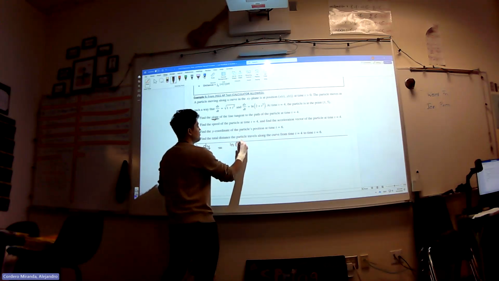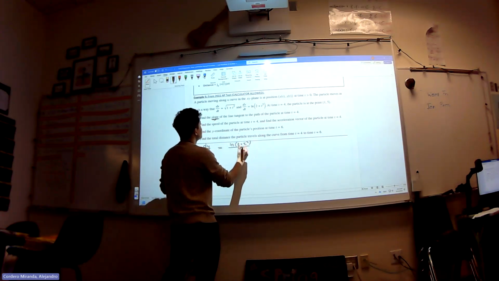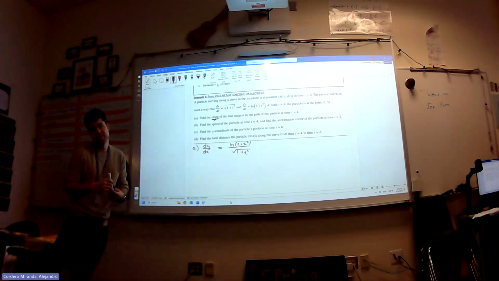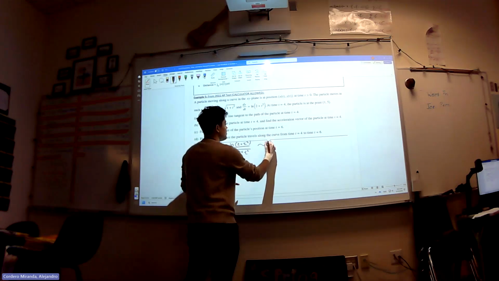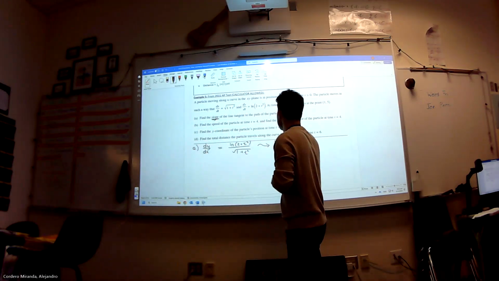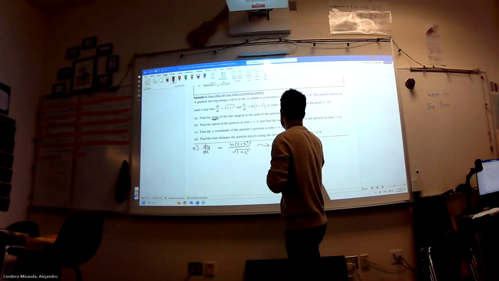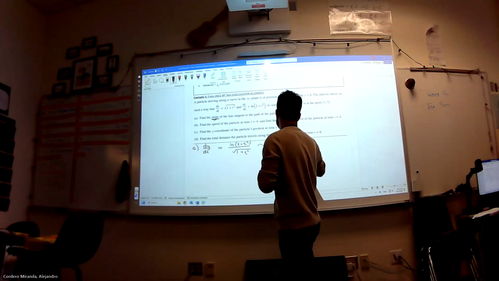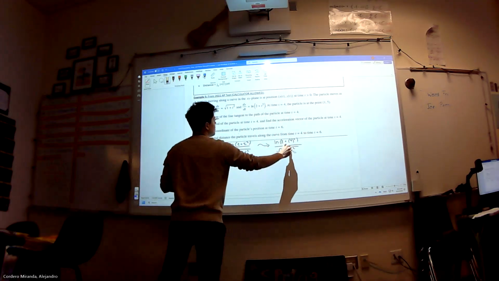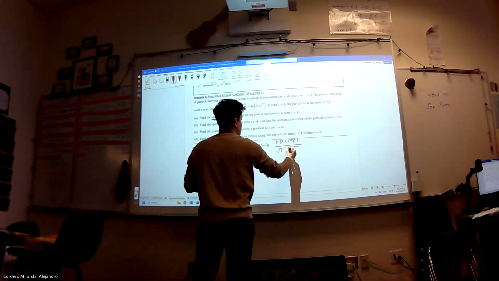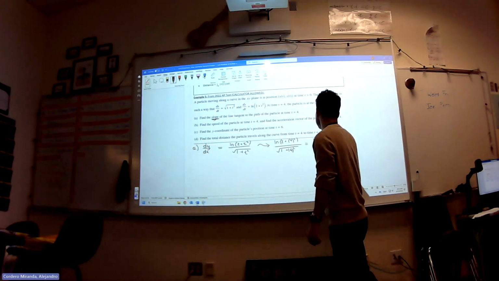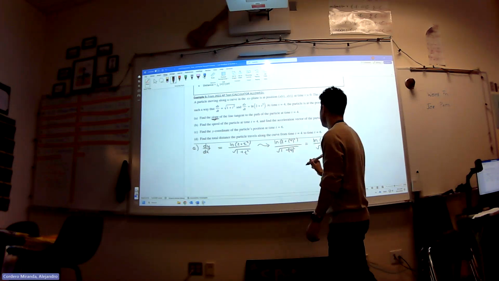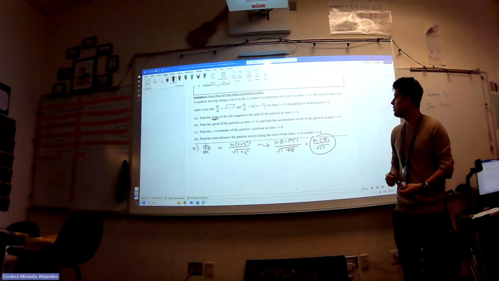So natural log of 2 plus t squared over square root of 1 plus t squared. Nice. And then you plug in 4 into this. Okay, so your answer would be natural log of 18 over square root of 7. The parentheses, by the way. Cool, there's the slope. That's all I wanted, slope.